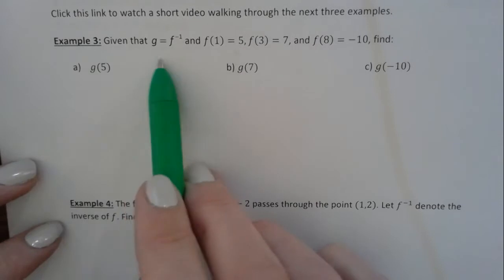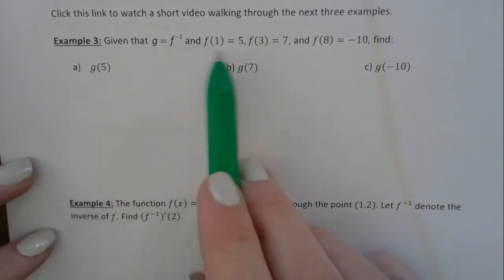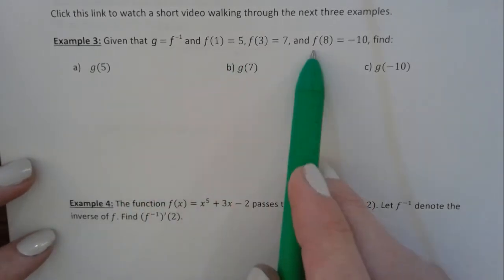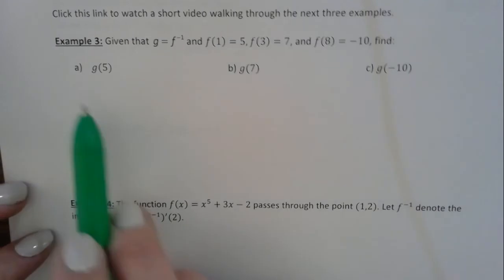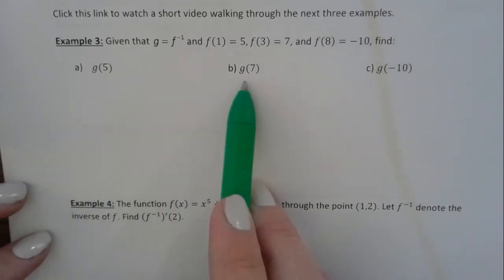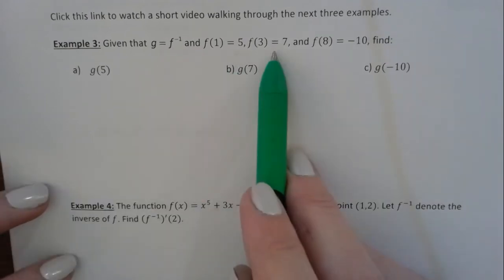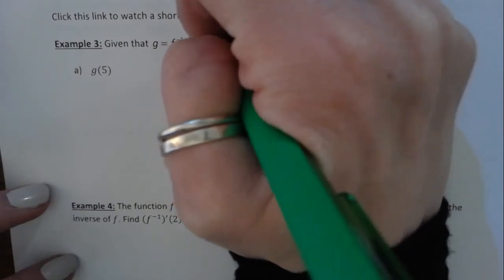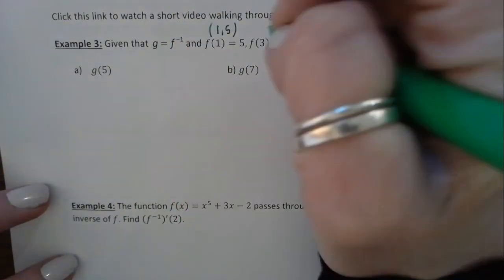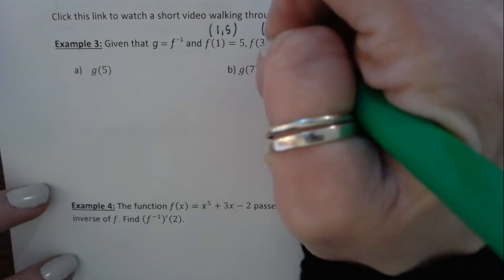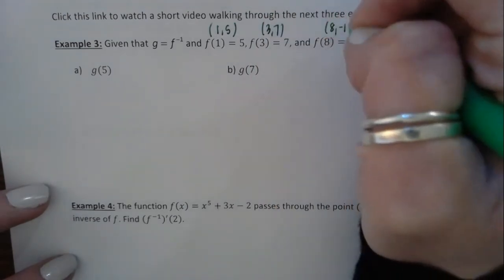Given that G is the inverse of F, and we know that F of 1 is 5, F of 3 is 7, and F of 8 is negative 10, we want to find G of 5, G of 7, and G of negative 10. Remember that F of 1 is equal to 5, F of 3 is equal to 7, and F of 8 is equal to negative 10. These really just represent ordered pairs. So this is representing the points (1, 5), (3, 7), and (8, negative 10).